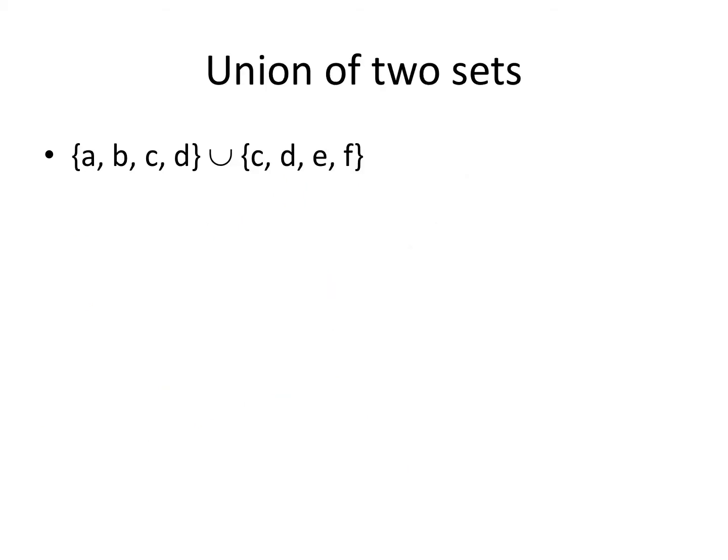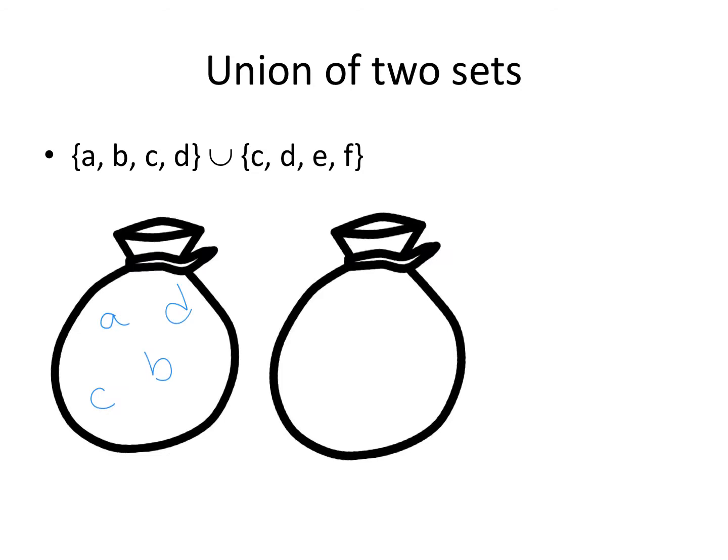So if we want to talk about the union of two sets, that's really taking all of the elements that are in this first set and putting it together with all of the elements in this second set. So here we've got two sets. Our first set, A, B, C, D, 4 elements. A, B, C, and D are in our bag. We want to union that with the set that contains C, D, E, and F. So let's just put C, D, E, and F floating around in here. In this particular example, both sets have 4 elements in it, but it doesn't really matter.